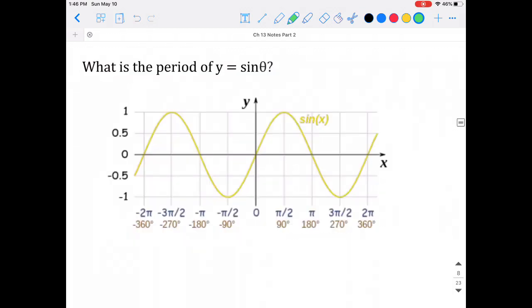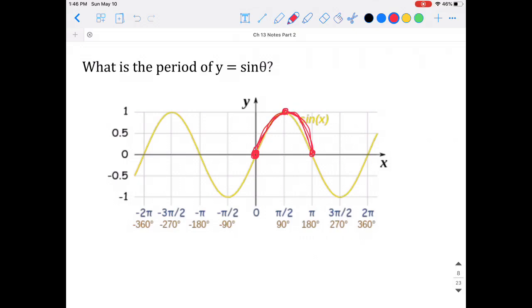So let's look at an example. What is the period of y equals sine theta? So this is just our sine function, and we're trying to figure out the period. So if we start, the period, remember, is 1 full cycle. If we start at the origin, and then we go up to pi over 2, and bring it down back to our positive x-axis. That's not 1 full cycle, though, because then our graph moves below the x-axis. So that's half of our cycle.